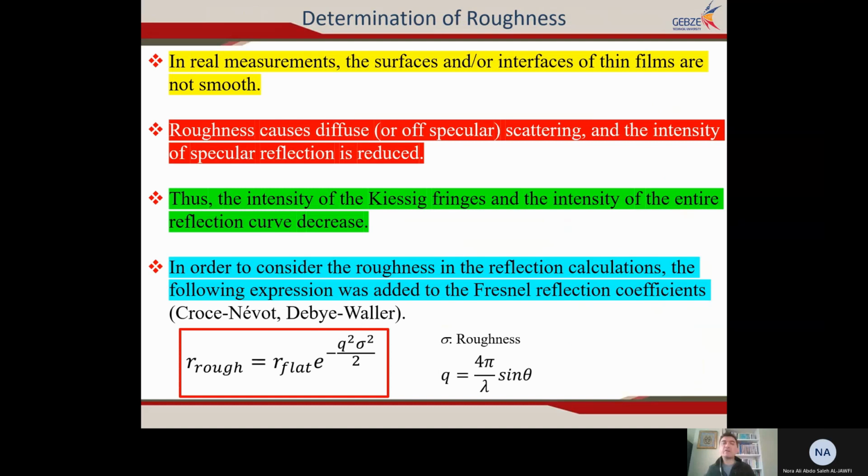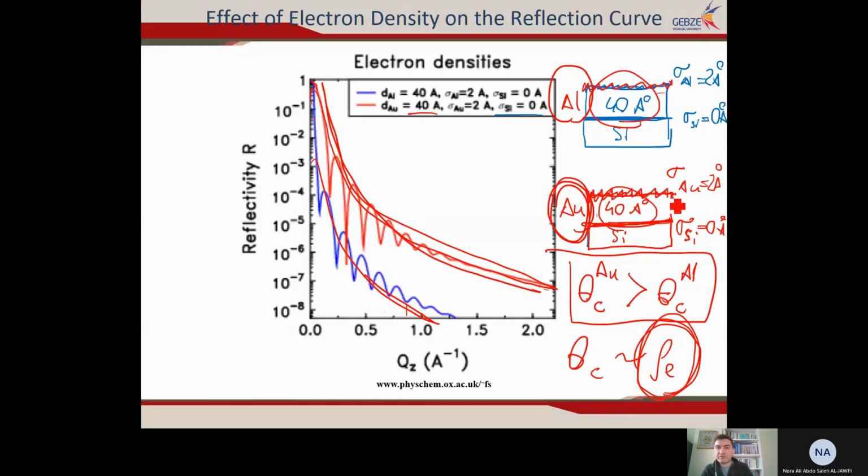So what is the effect of the surface roughness? What is the effect of the interface roughness in thin films in X-ray reflectivity curves? In real measurements, the surfaces and/or interfaces of thin films are not smooth. Here we have considered that this surface is smooth, but in reality, this is not the case. Usually we have roughness here also.